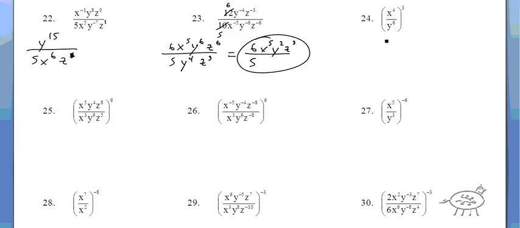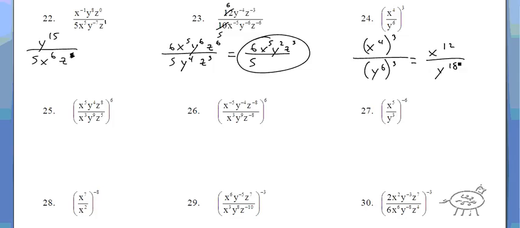Okay, the next one, we're basically distributing that 3, that cubed, so it's x to the 4th cubed over y to the 6th cubed. So it's x to the 12th over y to the 18th.